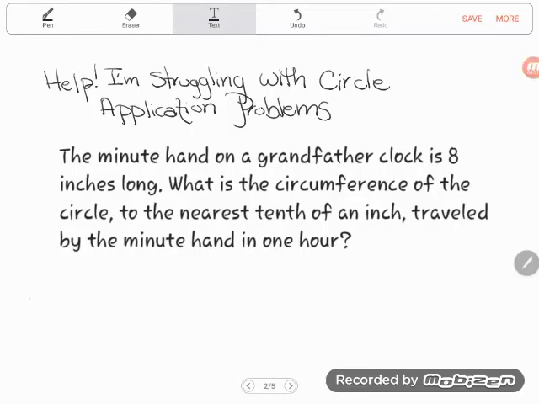Hey GED students, I had a student on Facebook contact me who is struggling with some circle application problems, which, granted, are pretty challenging. So let's take a look.